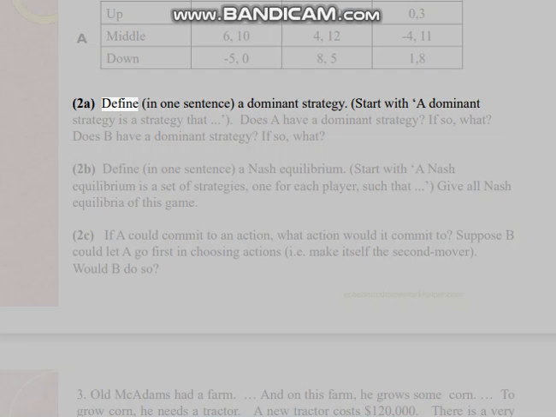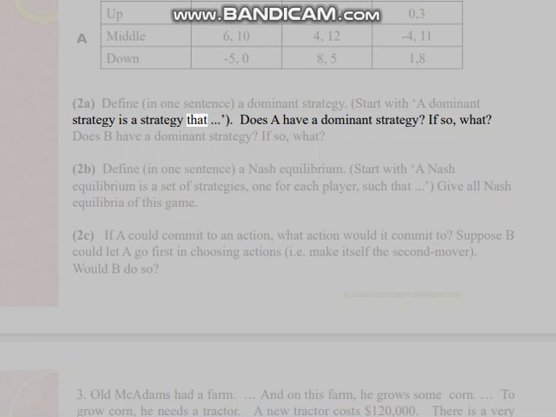2A. Define, in one sentence, a dominant strategy. Start with: a dominant strategy is a strategy that. Does A have a dominant strategy? If so, what? Does B have a dominant strategy? If so, what?